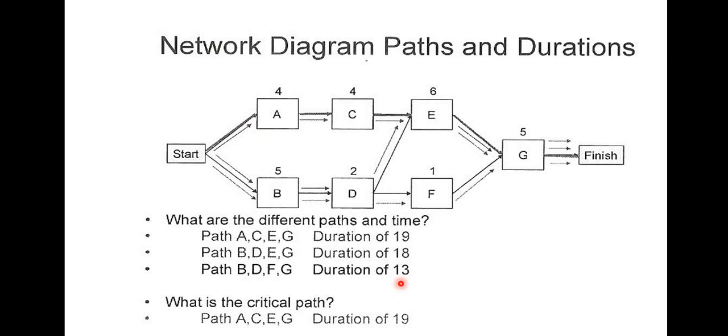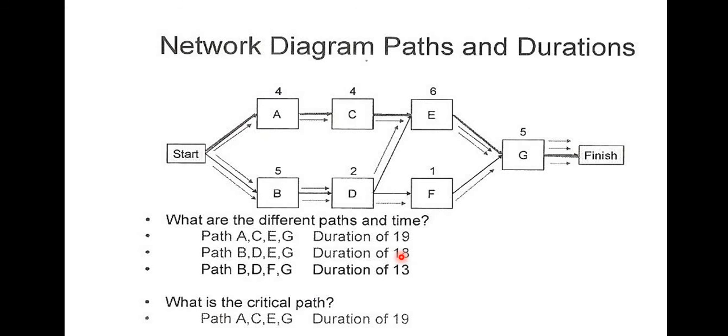So if the critical path is 19 and the second path is 18, the third path is 19. So what does that mean? It means that the second path that is 18 can still accommodate 1 day delay on any activity. They will still finish on day 19. That is what it means. So the float or the slack on this second path is 1 day.